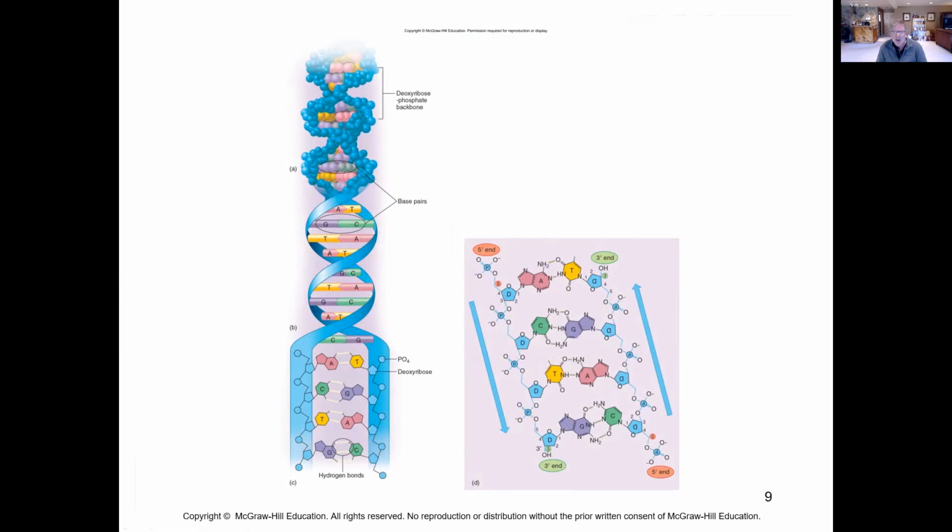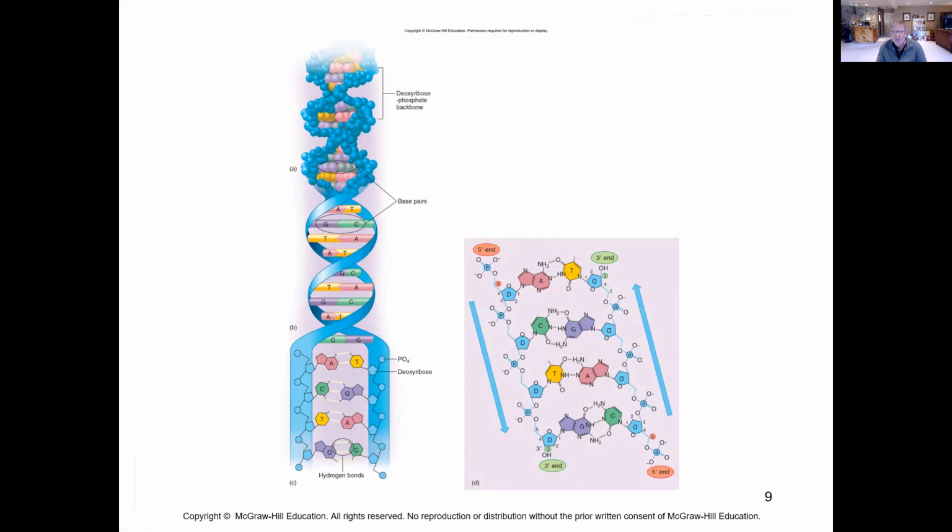What you need to know is the complementary base pairing here in the very center of the double helix, that these bases, the A and the T, are held together again by hydrogen bonds. The same applies for the C's and the G's.